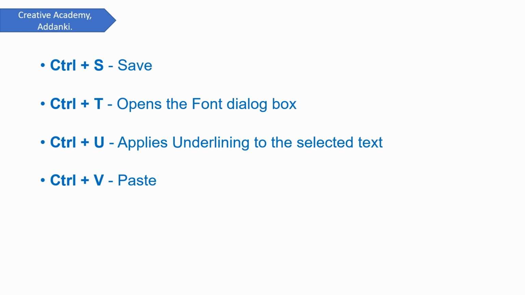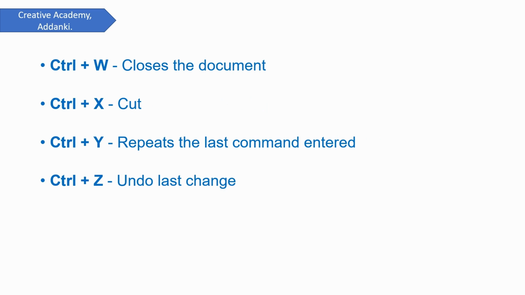Control V is useful for paste. After Control C, we will be using this shortcut. If you want to close the document, only the document, not the application, that can be done by using Control W. If you want to move a particular text to another location in the document or another text-supported application in Windows, then we can go for Control X, moving the selected items from one area to another.